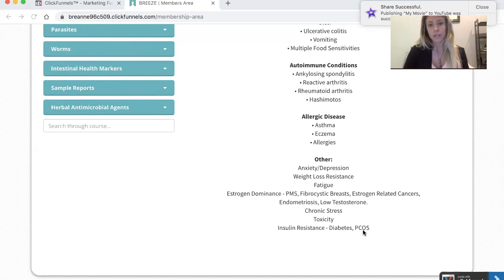We are also utilizing the GI map for those who have estrogen dominant symptoms like PMS, fibrocystic breasts, estrogen-related cancers, endometriosis, and low testosterone, and that is because the GI map looks at beta-glucuronidase, which is a marker that can indicate hormone recycling, specifically estrogen, and that will be one that will be discussed in the intestinal health markers section as well. Chronic stress. We know that chronic stress weakens our immune system by lowering secretory IgA. That's measured on the GI map, which we'll discuss in the intestinal health markers as well.